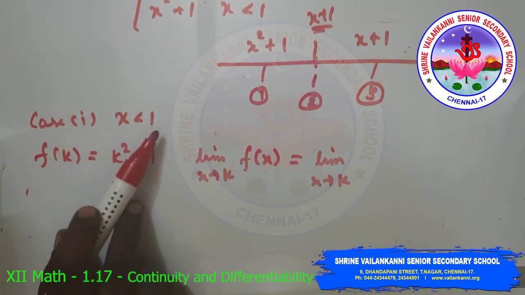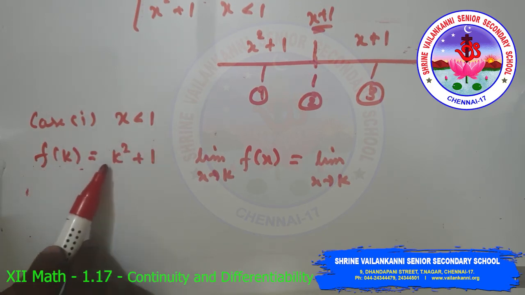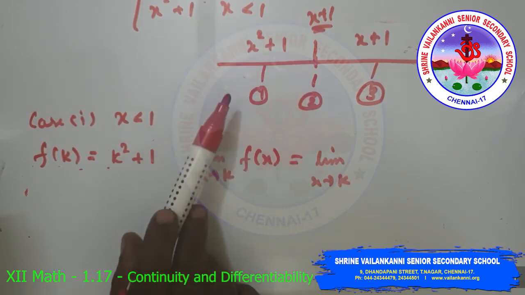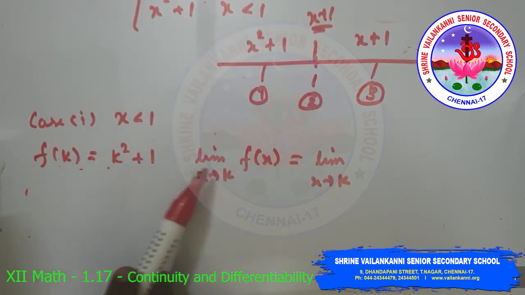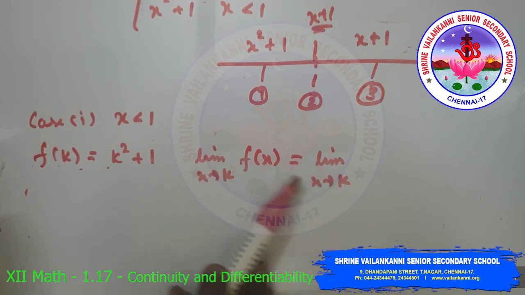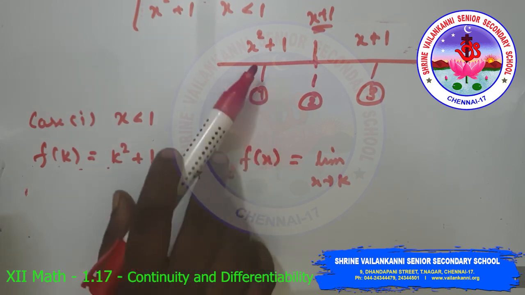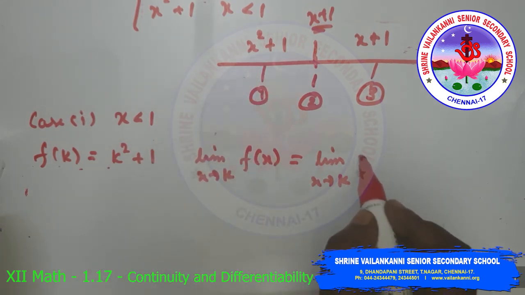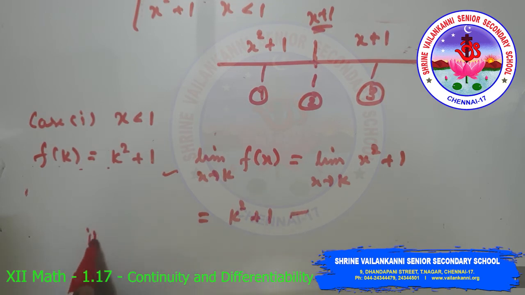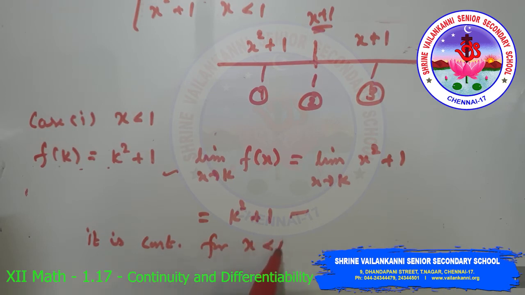Case 1, when x is less than 1, then f of k is equal to k square plus 1. When x is less than 1, we have x square plus 1. So f of k is k square plus 1. Limit x tends to k, f of x, when x is less than 1 we have x square plus 1, which is equal to k square plus 1. So these two are equal, and we can say that it is continuous for x less than 1.